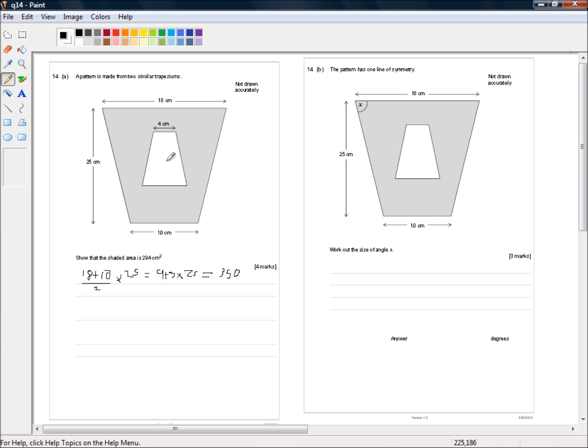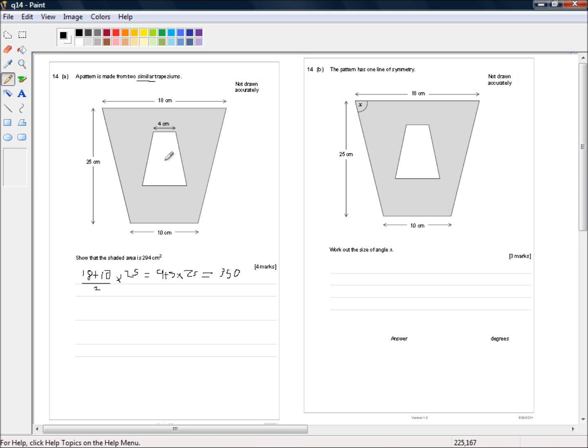Now we need the area of the small shape. We have this length, but we don't have these lengths. But that's okay because we're told that these are similar. The word similar has an important meaning in mathematics. It means that the one shape is a scale model of the other. So if we can scale this up or scale it down, it's the exact same shape but just a different size.